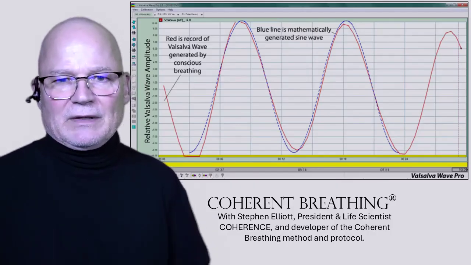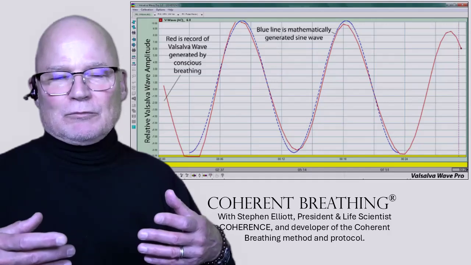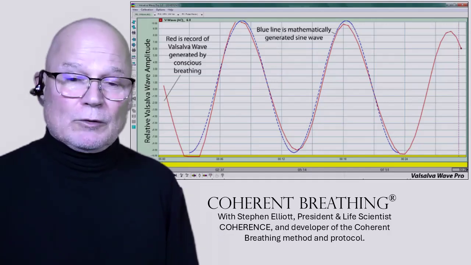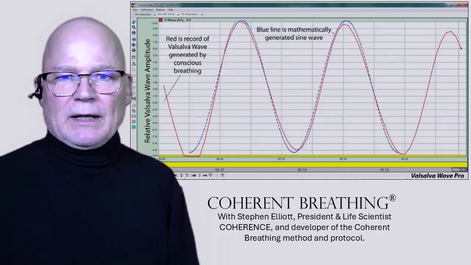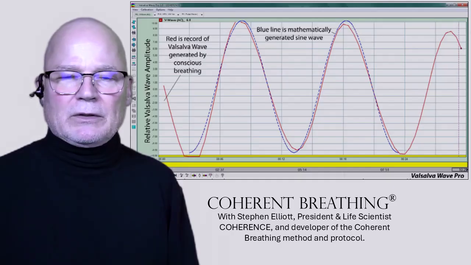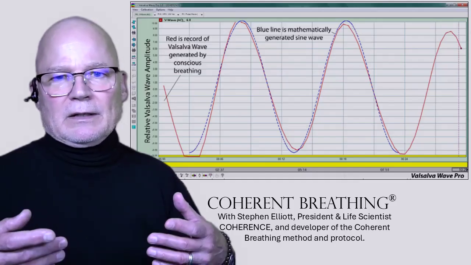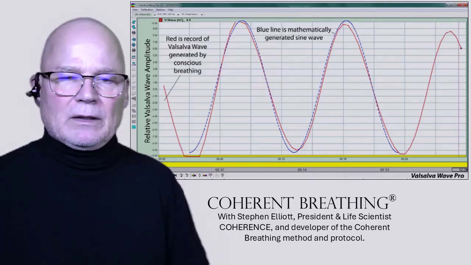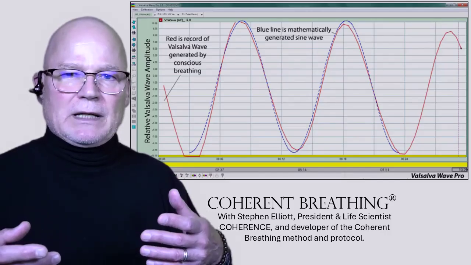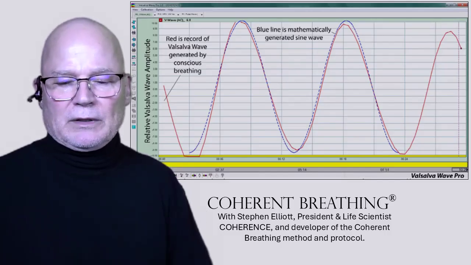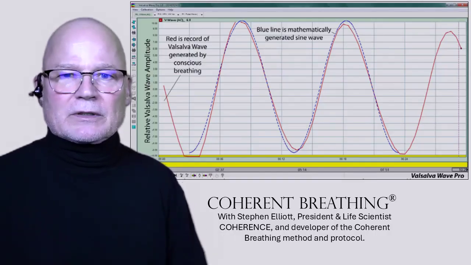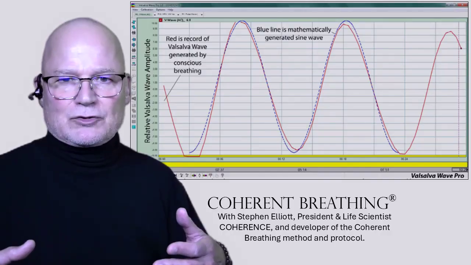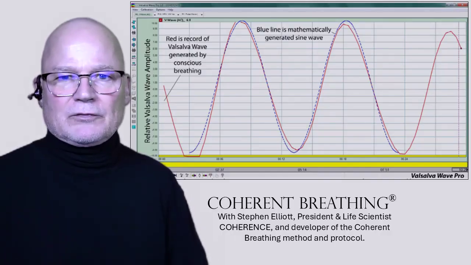sort of proving that A, it is possible to move the diaphragm in a sinusoidal manner, and B, that if we practice doing that, our breathing can approximate that of a sine wave. And again, a reason for doing this is that the sine wave is the most efficient mechanical action that one can take regarding almost anything, but in this particular case, regarding our intentional or conscious movement of the diaphragm.